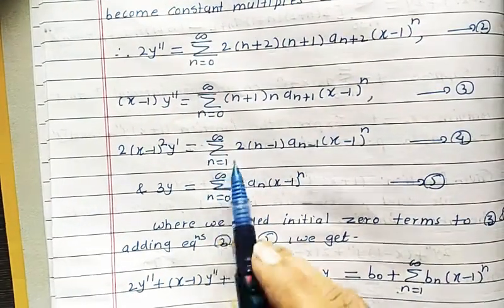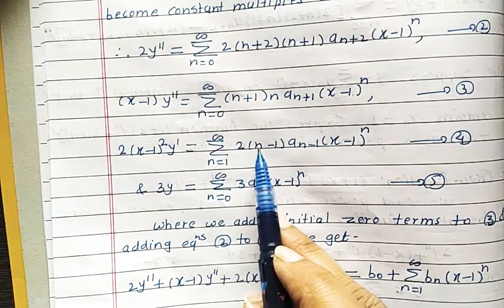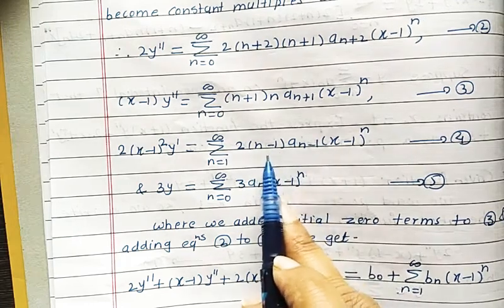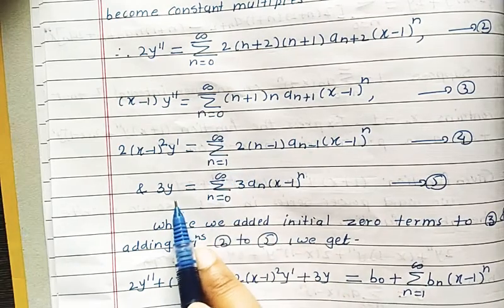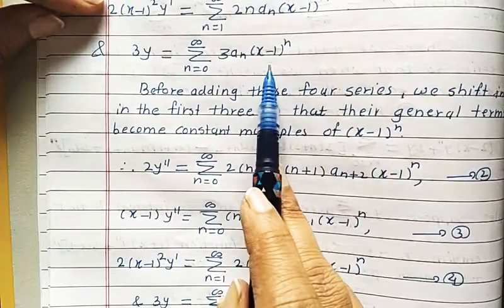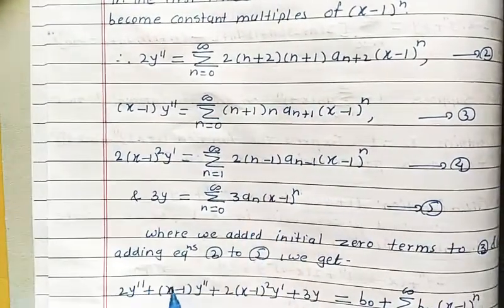Why? Because if we put n is equal to 1, then what happened? 1 minus 1, that is 0. That term is 0. So we can put n is equal to 1. We can adjust this. And the last series is as it is, because it is x minus 1 raised to n. So we keep this last series as it is.